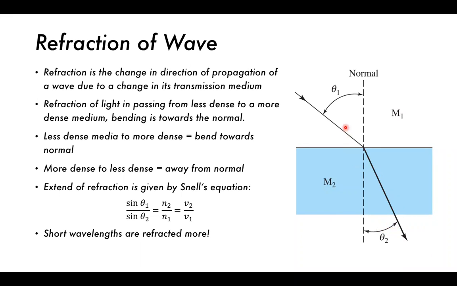So generally what happens is that we see a bend towards the normal, which is now 90 degrees to the interface. We see a change in angle which bends towards the normal whenever we are moving from less dense to more dense. However, if we're traveling in the opposite direction, i.e. from more dense to less dense, we see that there is a bend away from the normal. And so the extent of refraction is given by Snell's equation, which is based on the angles which are made with the normal. And remember that short wavelengths are going to be refracted more.